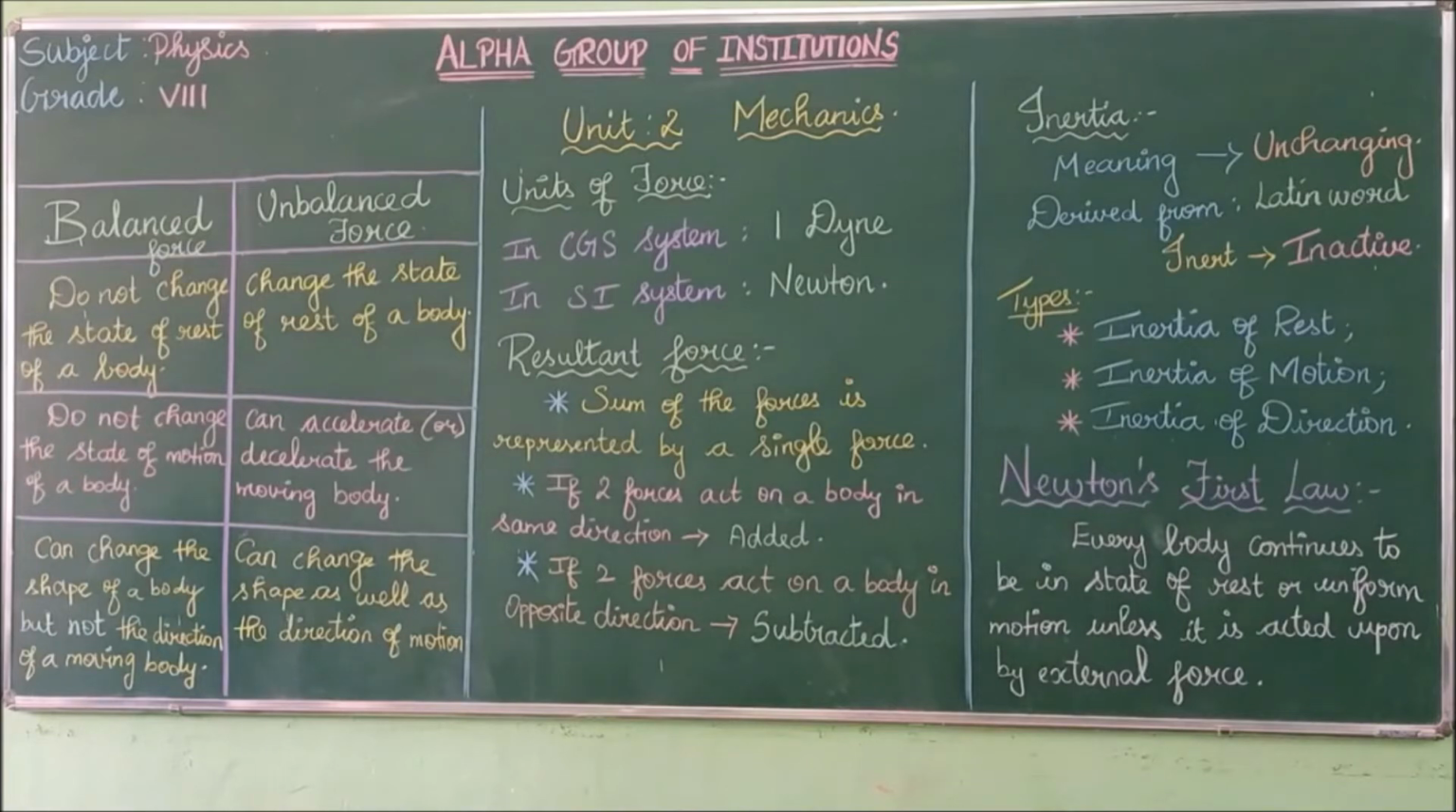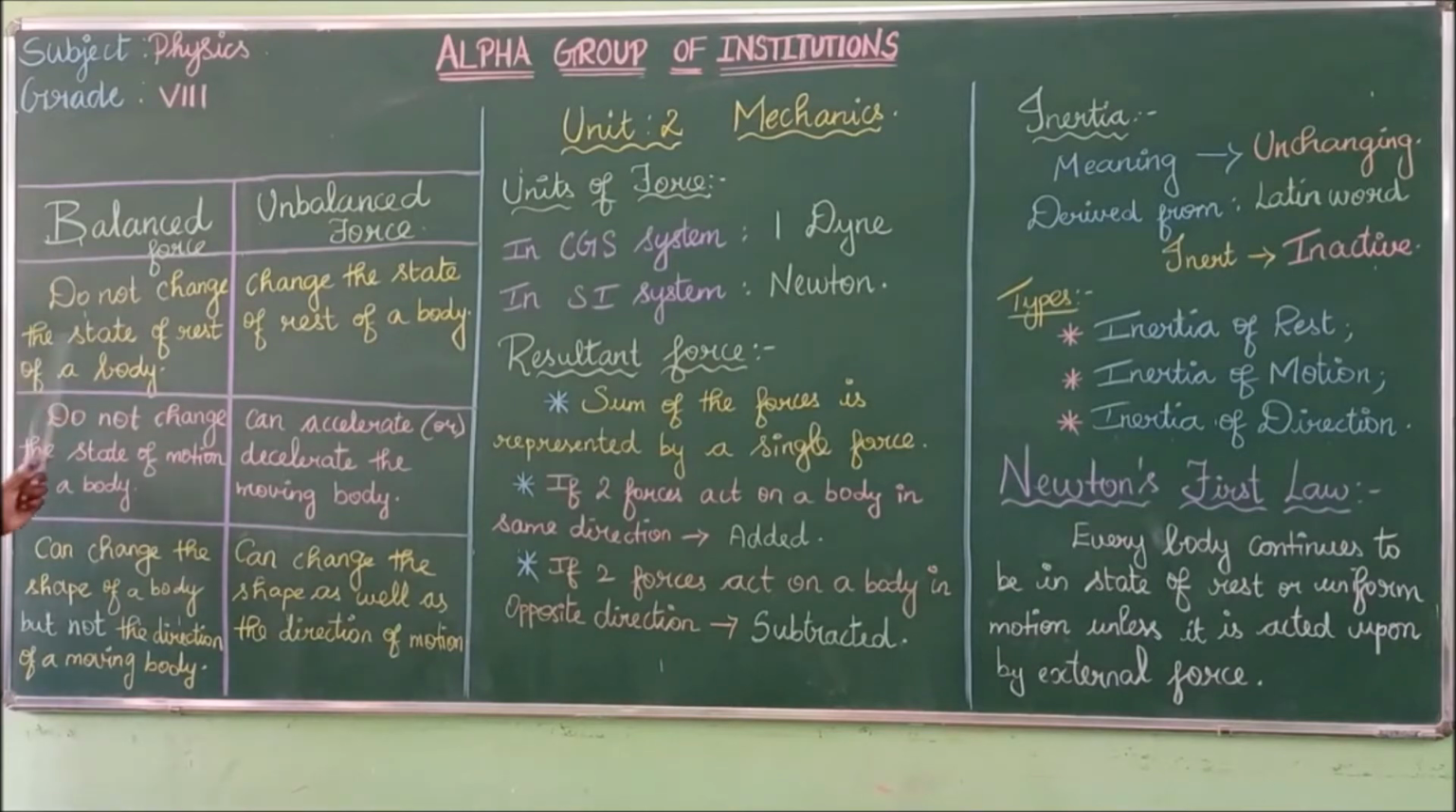Balanced forces are nothing but forces whose resultant force is equal to 0. If the resultant force is not equal to 0, then they are called unbalanced forces. We have seen the difference between balanced and unbalanced force.